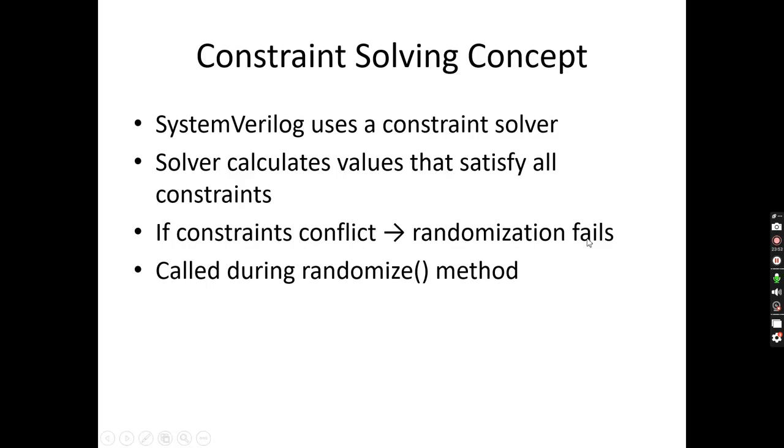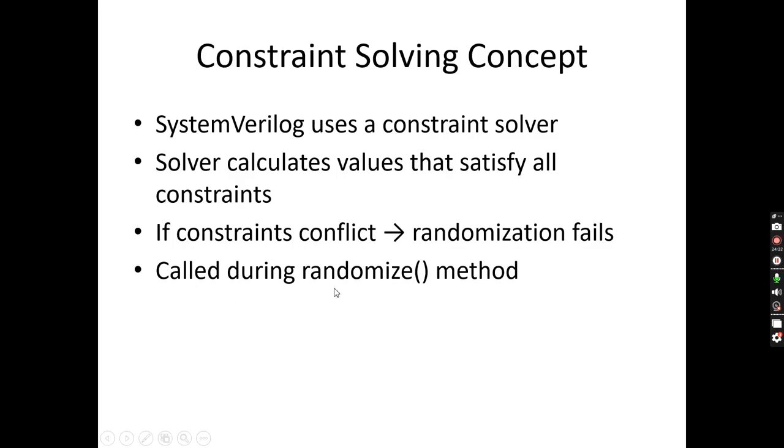If constraints conflict, randomization fails. Let's take one constraint. There is a variable called address. You have written a constraint that address should always be greater than 15, and then another constraint on the same address which is less than 15. Now the tool gets confused whether to generate a value greater than 15 or less than 15. At that time, the randomization fails. If there is anything common between the constraints, it is able to generate; if there is nothing common, it fails.